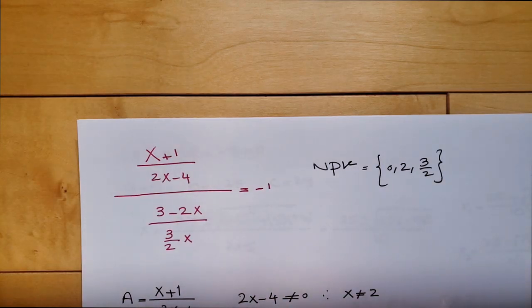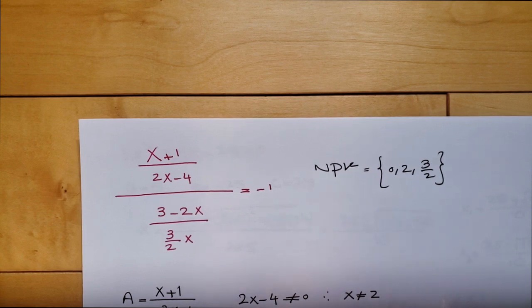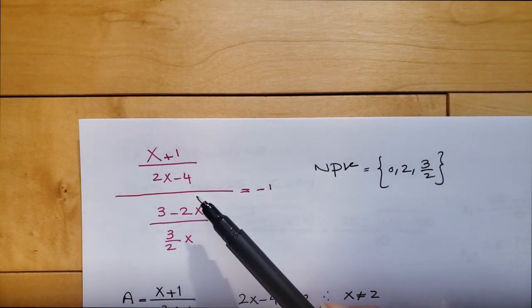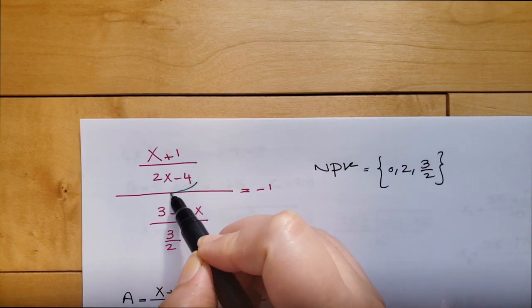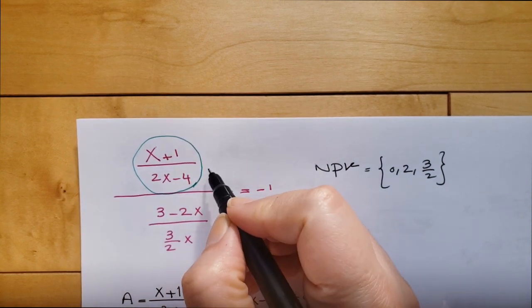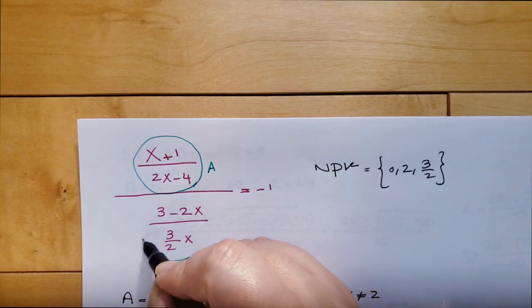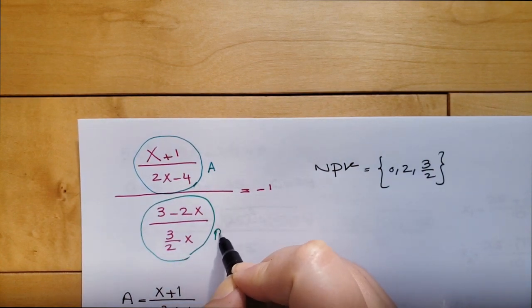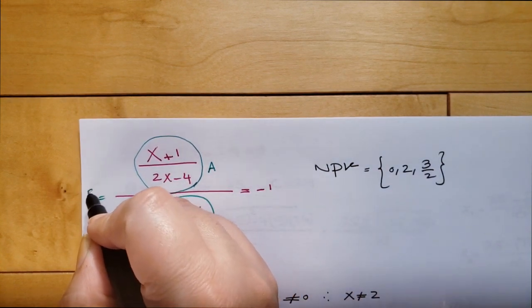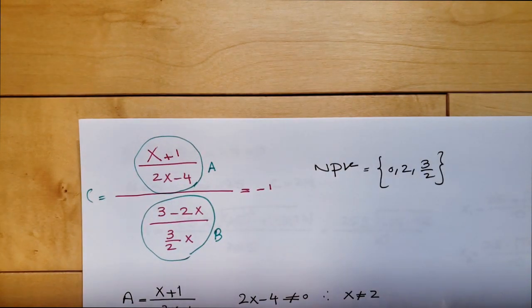This is another rational equation, one of my favorites, which was already done during the class, but I will bring it here for emphasis. So here I have one very huge fraction. On the top I call this fraction A, and I call this fraction B, and I call the whole thing C. Okay, so I have to first start by defining the NPV values.